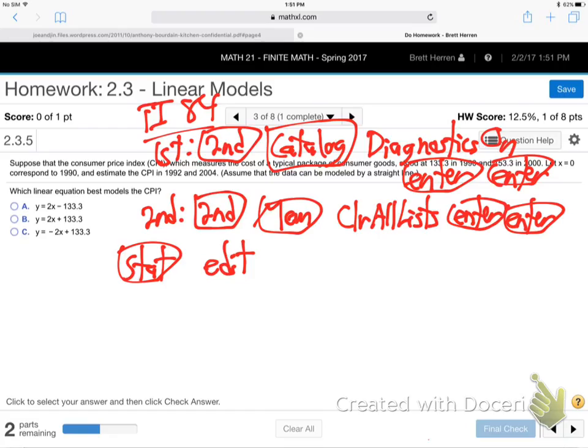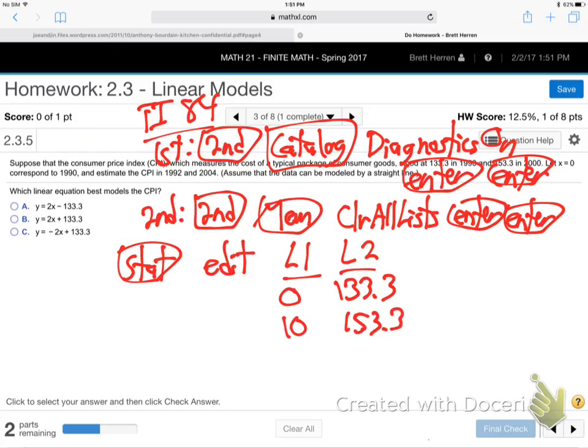And then just go ahead and enter underneath L1 and L2. They're like your X and your Y. Enter our numbers. What were our numbers? It was 0, 133.3, those XY points, and then 10, 153.3, right? So that's like your XY, XY. Enter in L1 and L2, list 1 and list 2. They're like your X and your Y. So put that in.